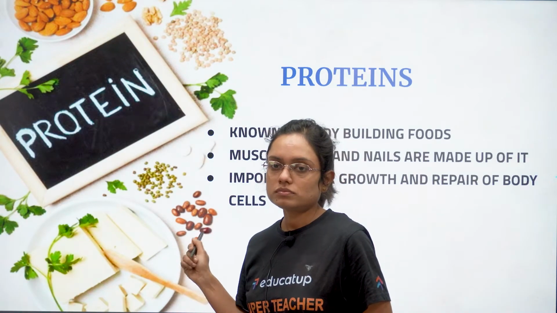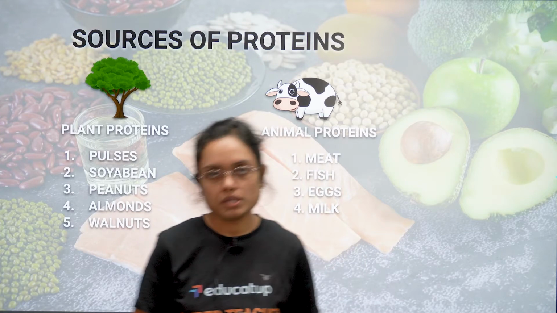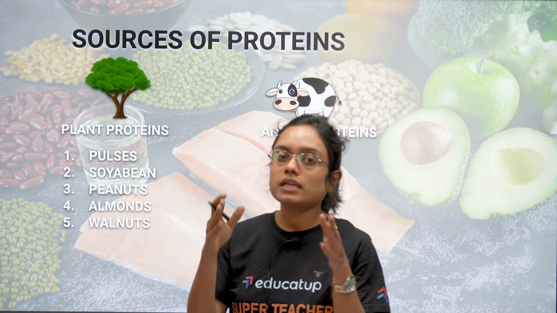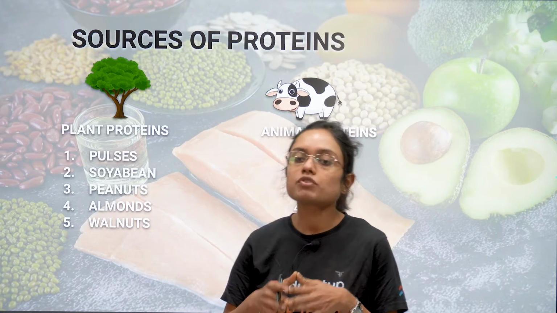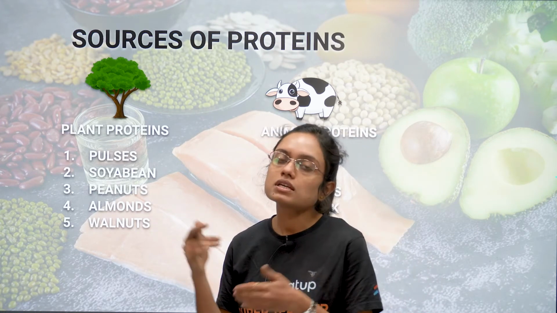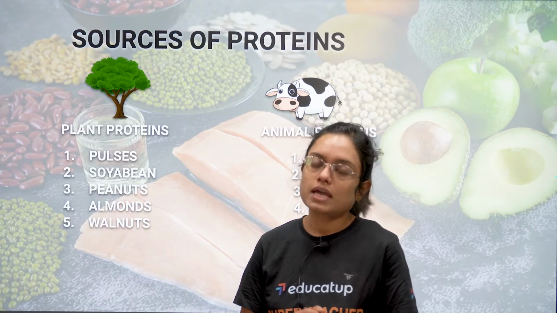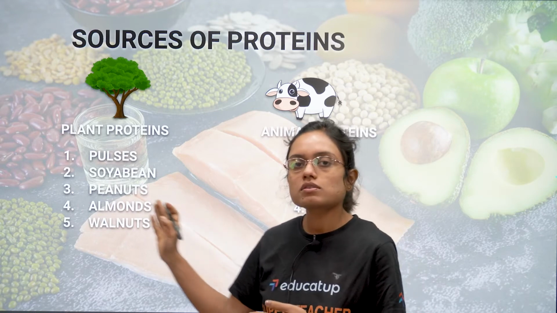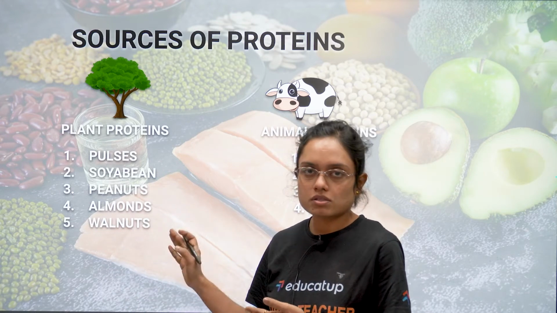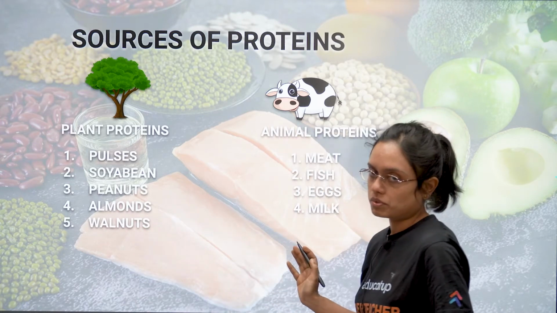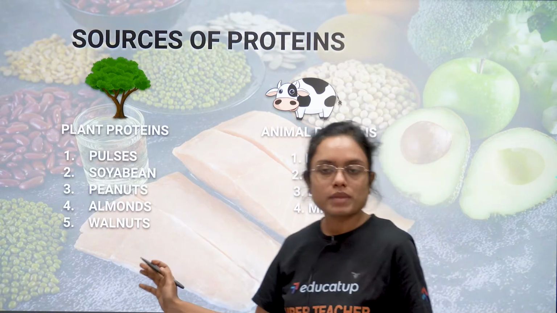Now, what are the sources of proteins? So as we have discussed in the last module, if you people remember, ingredients are obtained from two basic sources, either plants or animals. So similar is the case with nutrients also, because they are present in food items, in ingredients only. So protein has two sources. One is plant proteins and the other is animal proteins. So first we are going to discuss plant proteins.